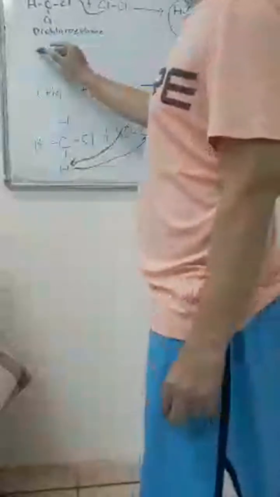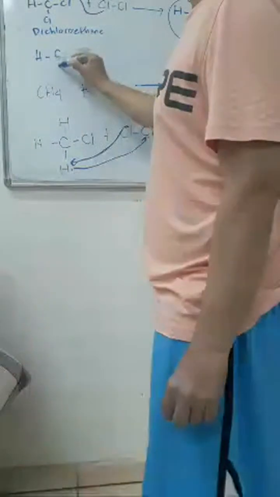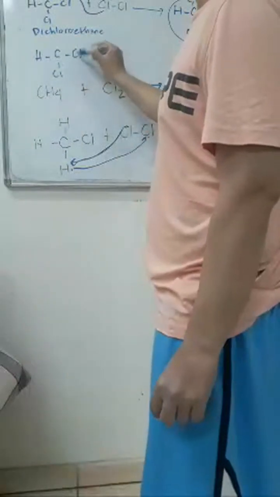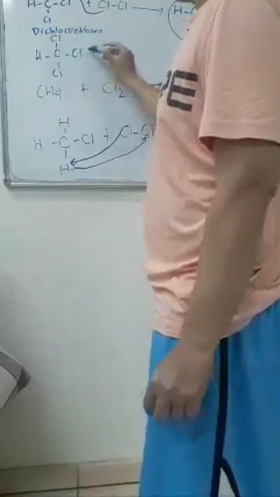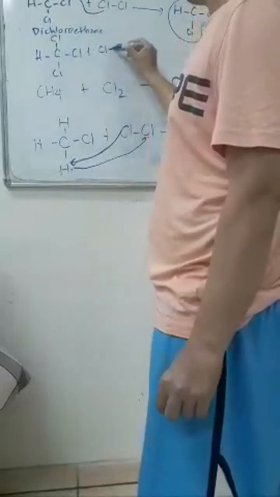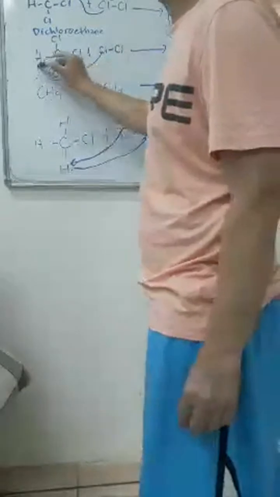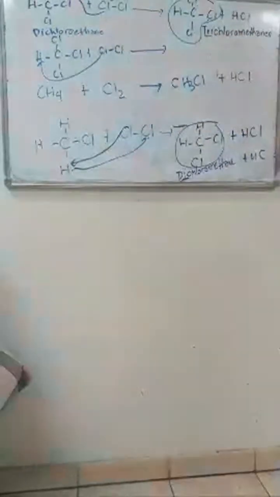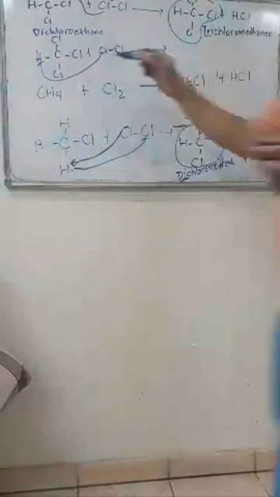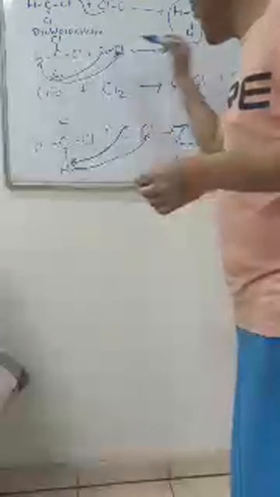So HCCl3 plus chlorine, Cl-Cl. So chlorine will go now to the left because there's no choice. There's no more hydrogen left, only one left on the right. Then the hydrogen will also go back to another chlorine atom.